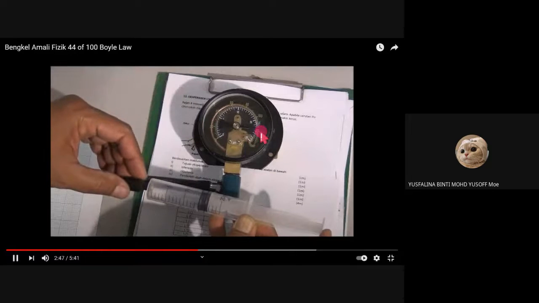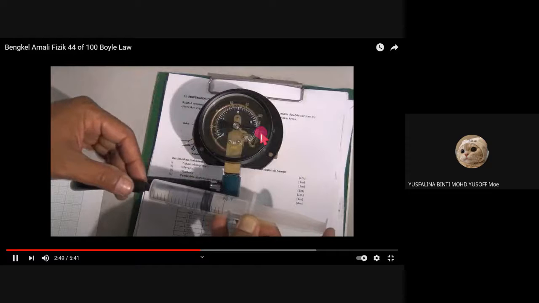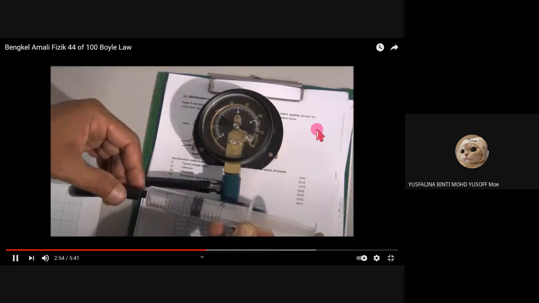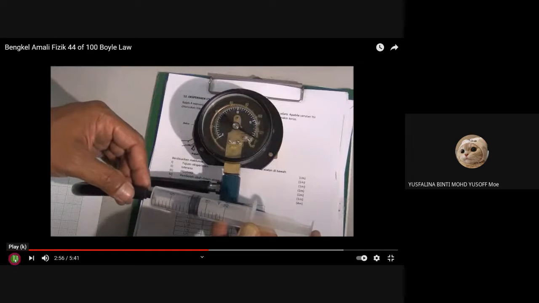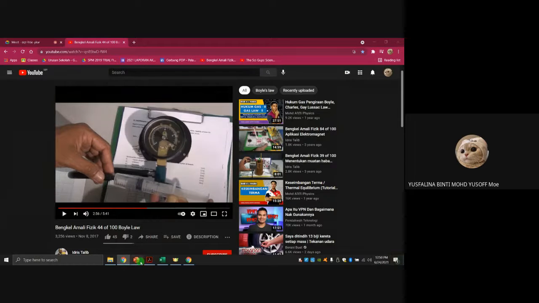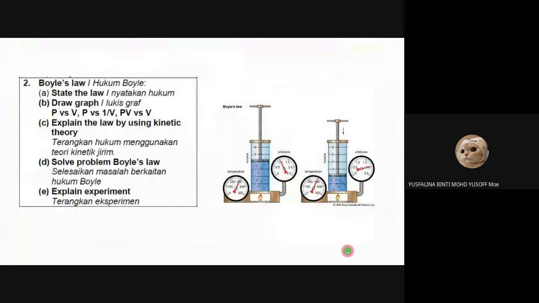So it keeps increasing. So this is the experiment of Boyle's law. Right? And we already discussed this also, like a syringe. When we close the mouth of the syringe and then you push the syringe, you already know the volume is decreased, and inside of it the pressure is increased. Okay. So that is Boyle's law, so that is the experiment.